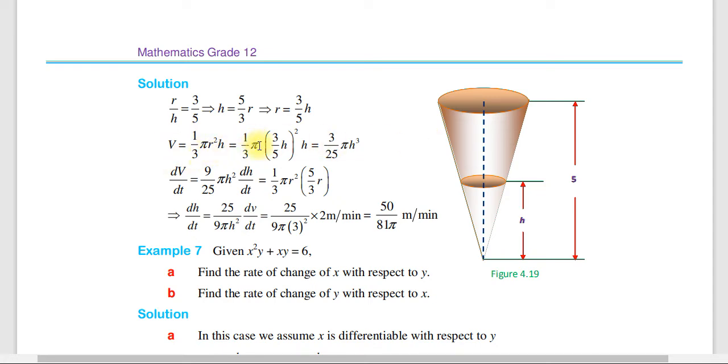So 1 over 3 pi r ማለት ምንድነው ብለናል? 3 over 5 h ነው, whole square times h. That is 3 over 25 pi h cube. Then dv by dt, which is 9 over 25 pi h square dh by dt. Instead of r, instead of h, we will substitute.